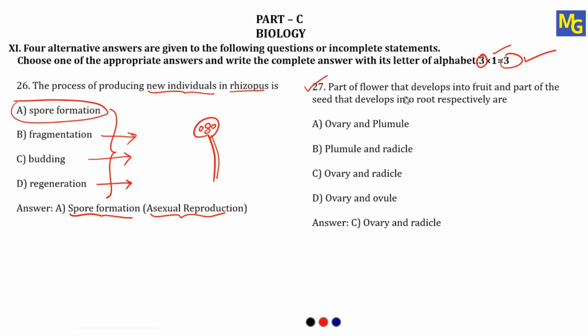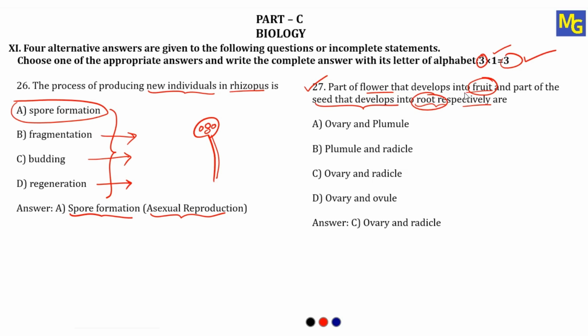Part of a flower that develops into fruit and part of the seed that develops into root respectively are... Here, a little bit tricky question, but it is very easy. We have to tell the part of the flower which, after fertilization, will develop into fruit, and we have to tell the part of the seed which afterwards develops into root. So very simple.